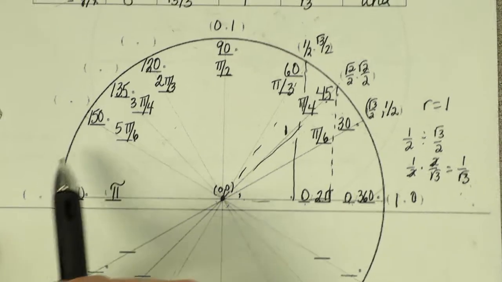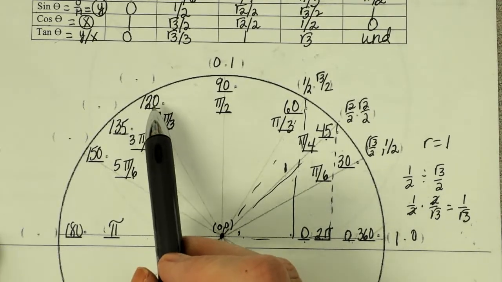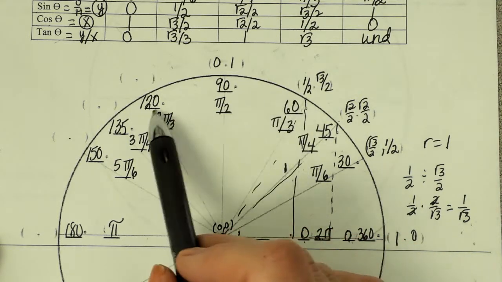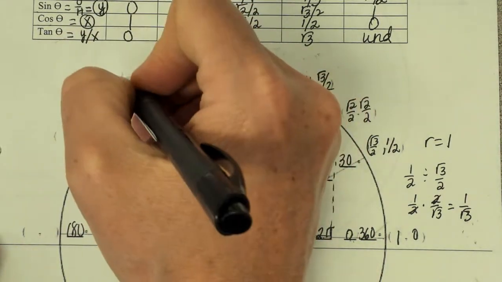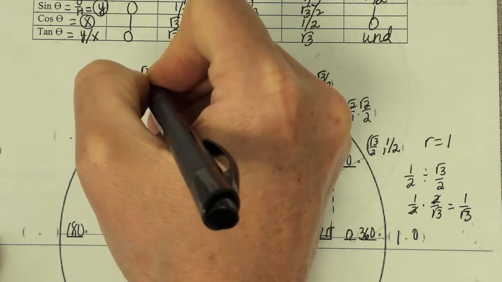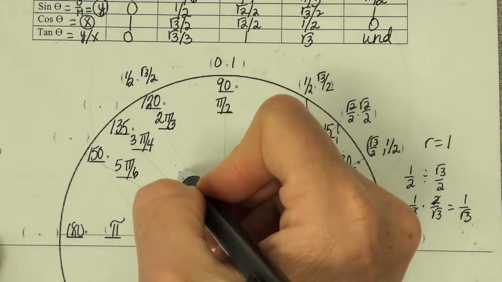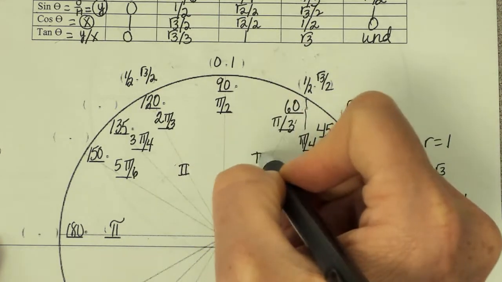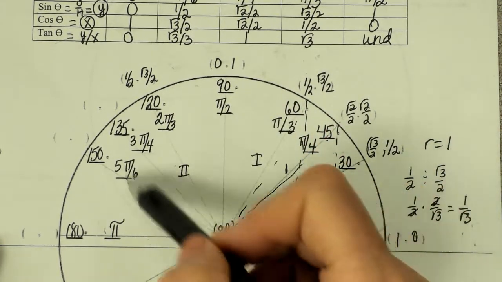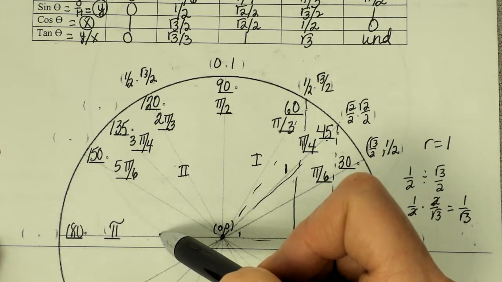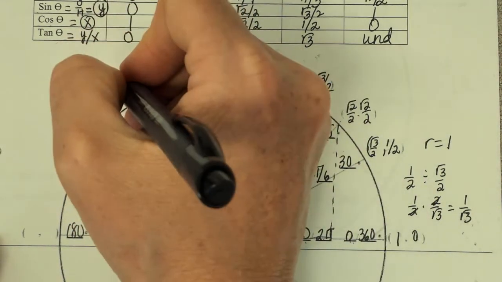So now I want to fill in these points. Well, 120 is going to be the same thing as 60. It's the same triangle. So it's still going to be 1/2 and radical 3 over 2. But what changes in that quadrant 2? This is quadrant 2 now. What's going to change as far as that point goes? Is this point in the positive? Go ahead, Chloe. Yeah, the x needs to be negative.